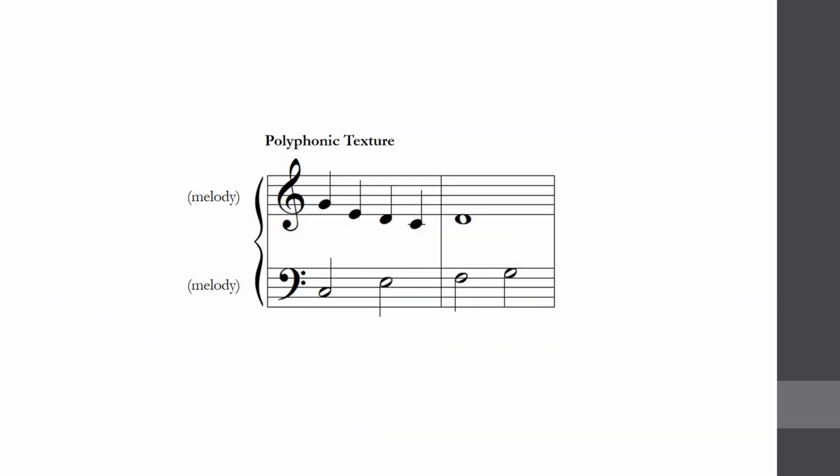A polyphonic texture is two or more simultaneous melodies, or melodic elements. Only within a polyphonic texture can we get true note against note counterpoint.